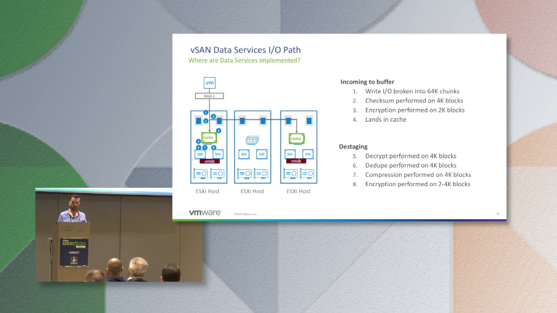Okay? And then it lands in the persistence here. So that's the story of the I/O. And you can see as the I/O traverses from the caching tier and gets destaged onto the capacity tier, you can see the effects of deduplication and compression. And you're going to see the other features coming in as well.